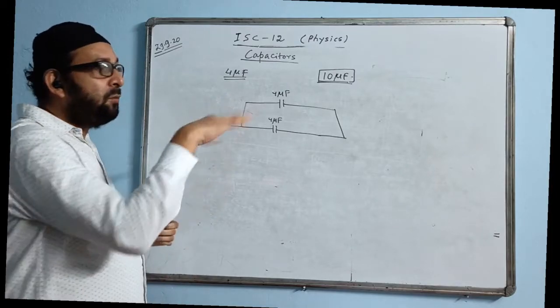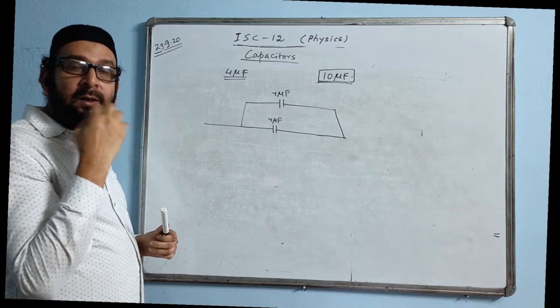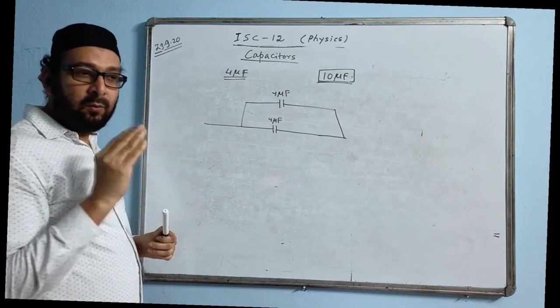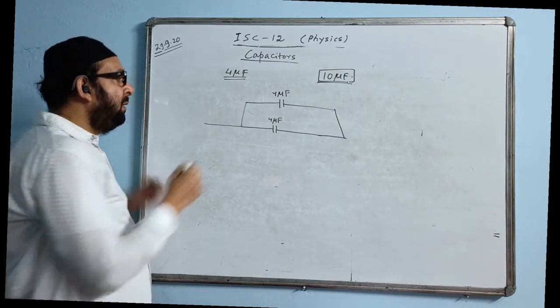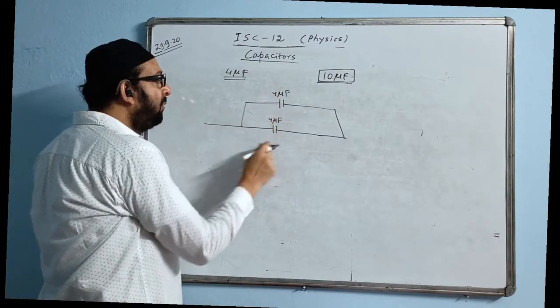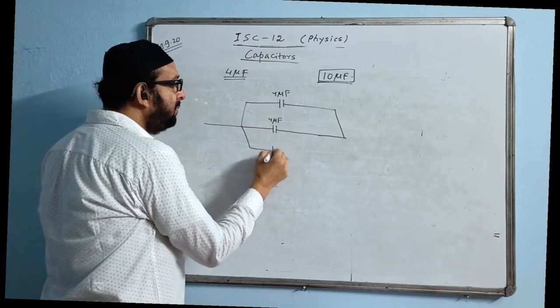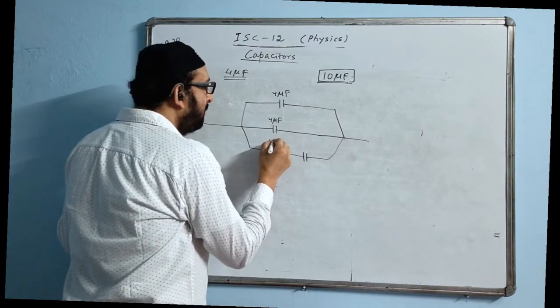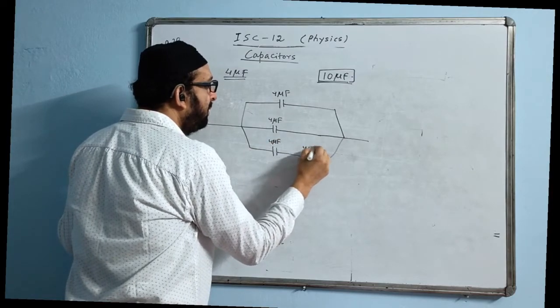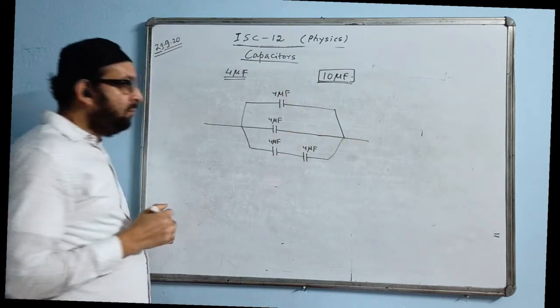And then two of them you have to put in series so that we can apply the formula 1 by C. You want the answer to come less than 4, and that lesser value comes from a series combination. Ultimately, all of them are added, so you will put two of them like this: 4 microfarad here, 4 microfarad here. This is how you will do it.